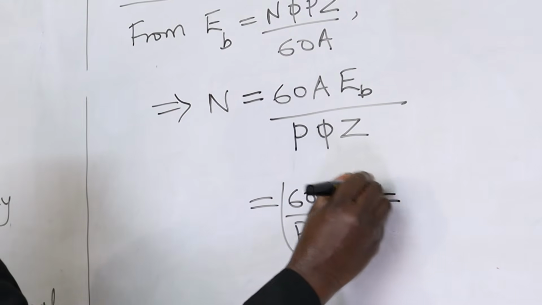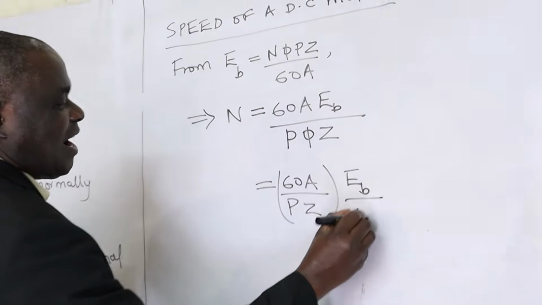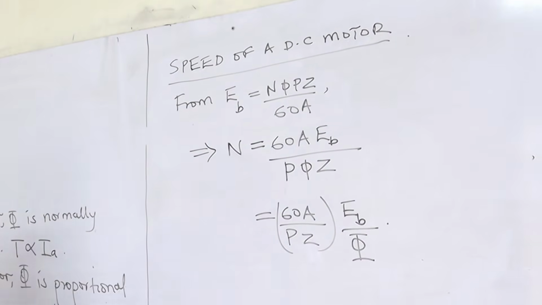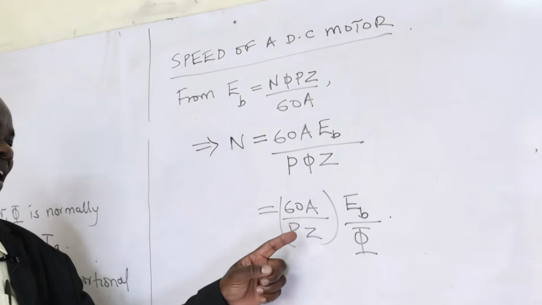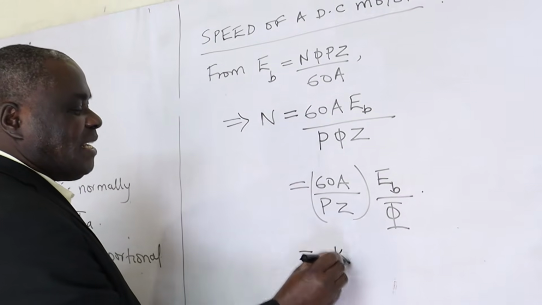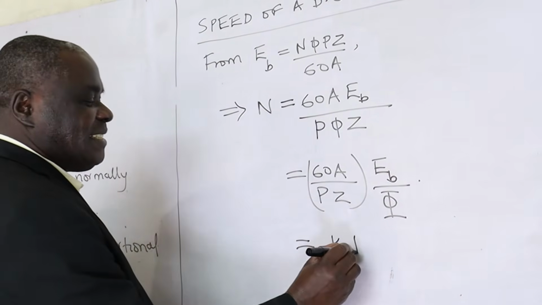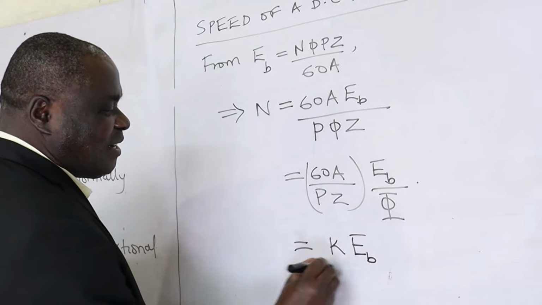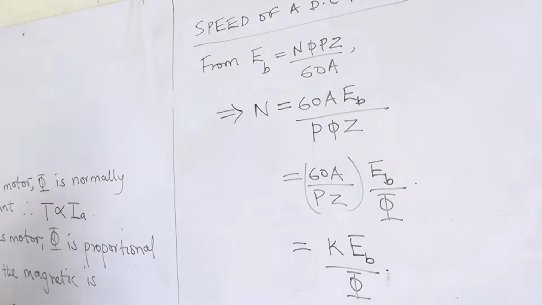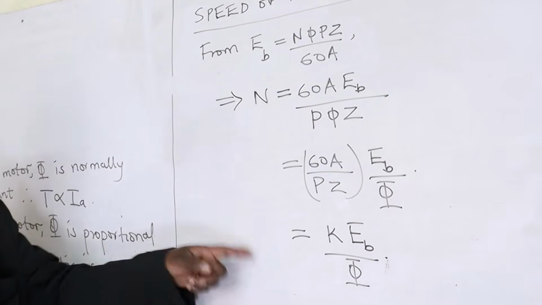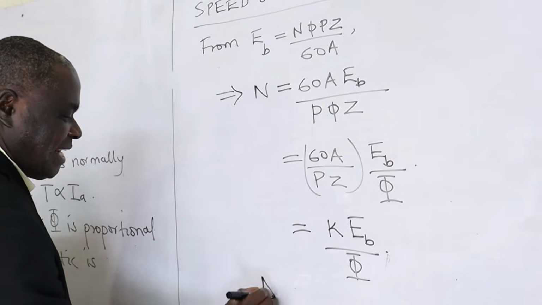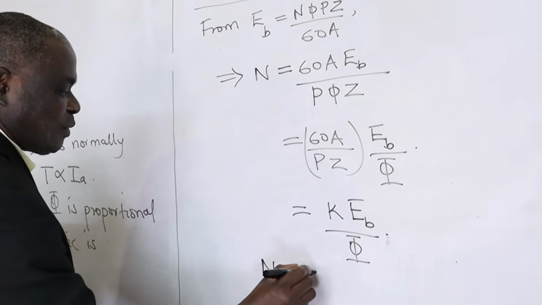Now multiplying EB all over phi. Now 60A all over PZ is a constant, so we can replace it by, let's say, a constant K, multiplying EB all over phi. From this expression, we can see, everyone, that speed N is proportional to EB.